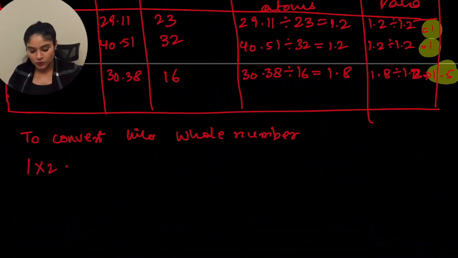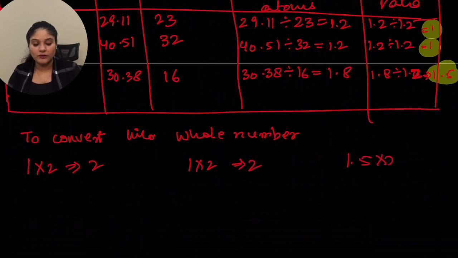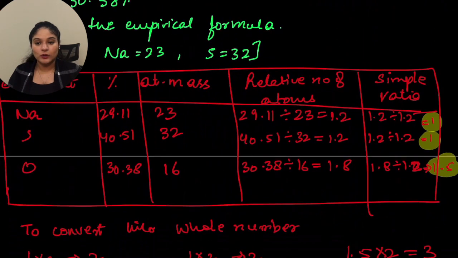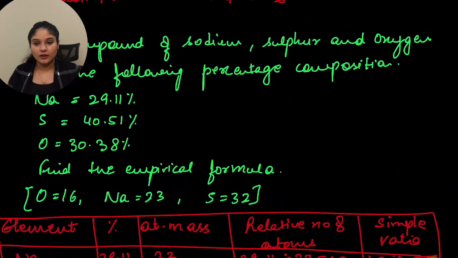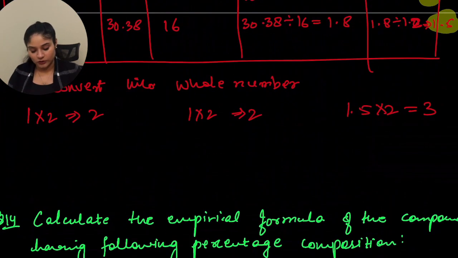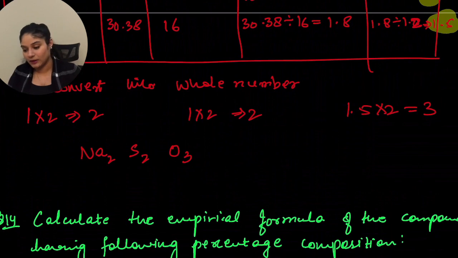So 1 times 2 will give me 2. 1 times 2 will give me 2. 1.5 times 2 will give me 3. Now I can make the empirical formula. So sodium, sulfur and oxygen. So sodium 2, sulfur 2 and oxygen is 3. This is your empirical formula.